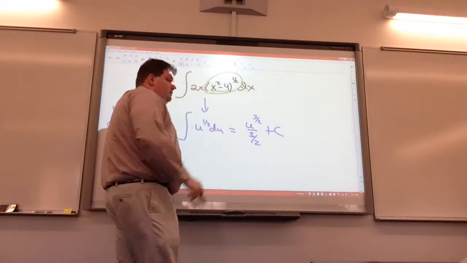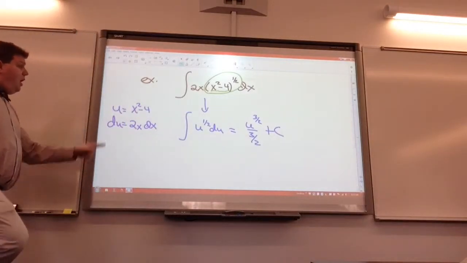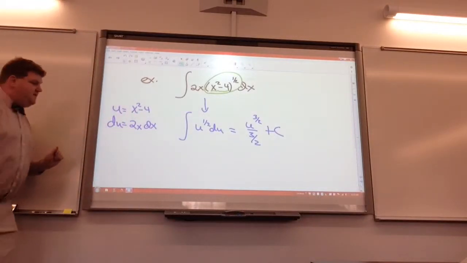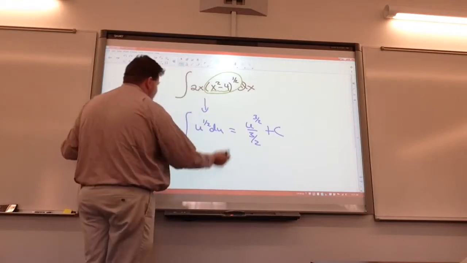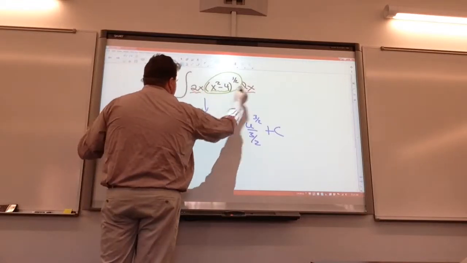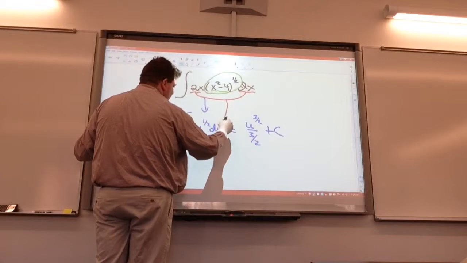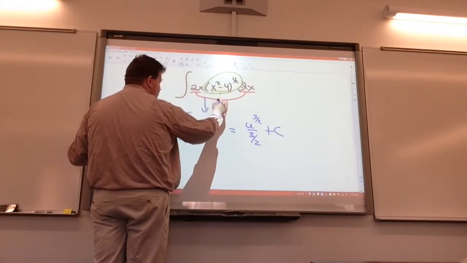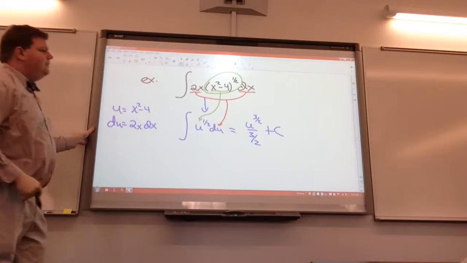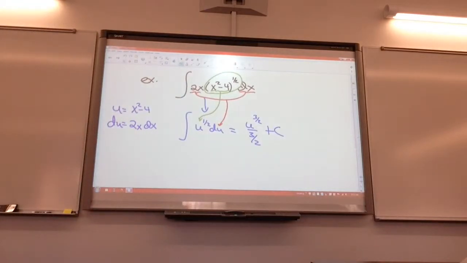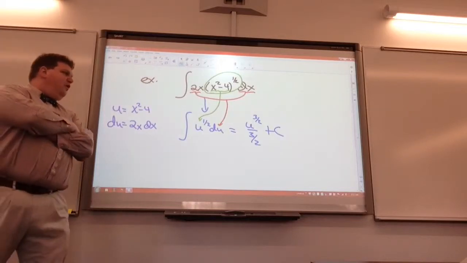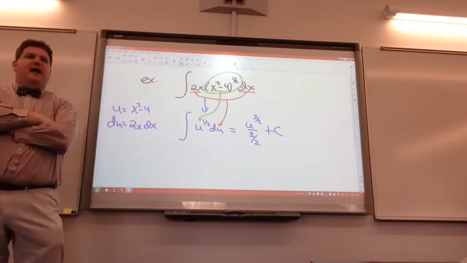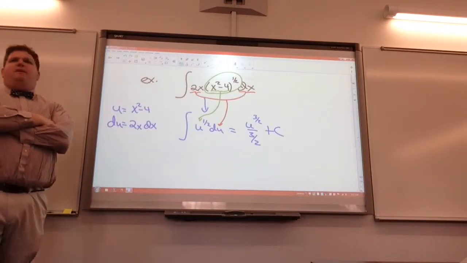And then plus C. We used the 2x in front of the x squared minus 4 and turned it into du. In fact, if I highlight all this, 2x dx became my du, and this became my u. Just like so. By the way, you can leave your answer in terms of u. You could also put x squared minus 4 back in for u. You can do it that way as well. There are benefits of doing it either way.